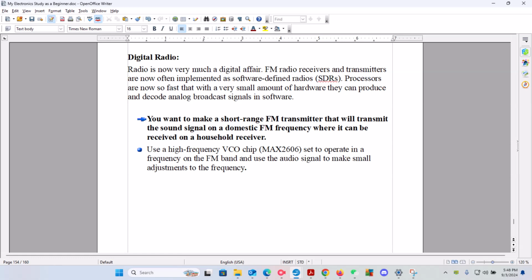Now, keep in mind that you want to make a short-range FM transmitter that will transmit the sound signal to a domestic FM frequency, where it can be received on a household receiver. Okay, so you want to start from A and get it to B. You need to make it so the household receiver is able to pick up the FM signal. So what you want to do is use a VCO chip named MAX2606, with capital M, capital A, capital X. Set it to operate in a frequency of the FM band and use the audio signal to make small adjustments to the frequency.